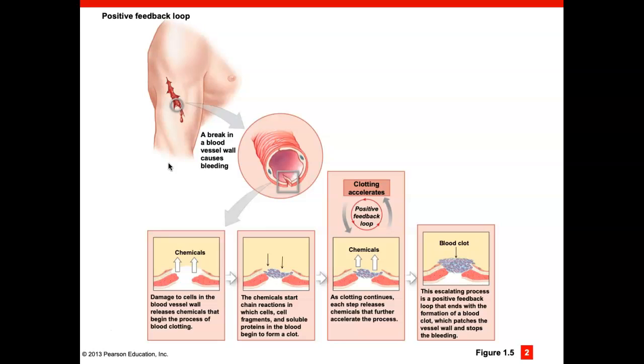Another example of a positive feedback loop is childbirth. As a woman's oxytocin rises, her uterus contracts. When the uterus contracts, it causes the release of more oxytocin, which causes the uterus to contract even more. And this is an escalating cycle that ends in the birth of the child.